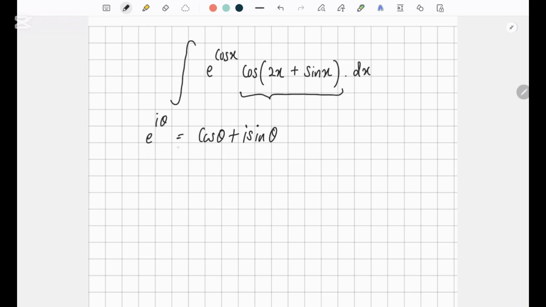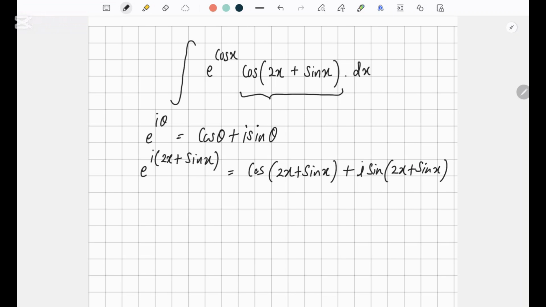So if e to the power i theta equals cos theta plus i sin theta, you could write cos 2x plus sin x as e to the power i into 2x plus sin x. Now that would be cos of 2x plus sin x plus i sin of 2x plus sin x. Now the reason we don't write this part is that this section is imaginary, right?